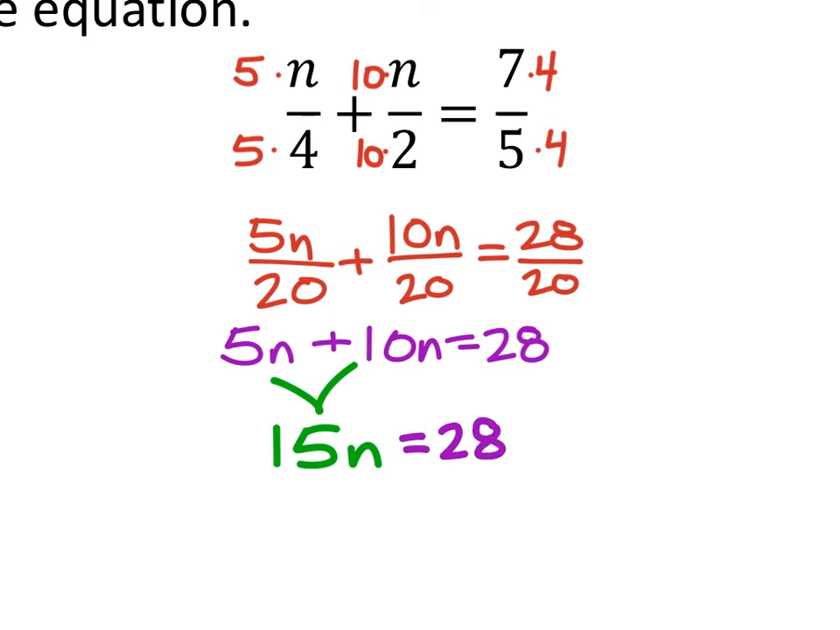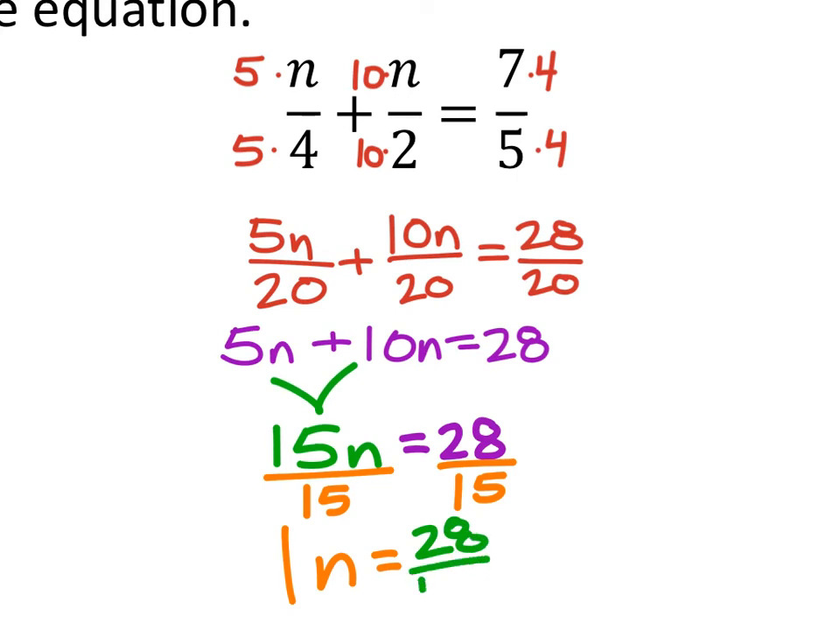And I'll divide both sides by 15 to make that 1n, the coefficient. And now this n equals 28 over 15. But that's simplifiable. Wait a second. Nope. It's not simplifiable. So the final answer is just 28 over 15.